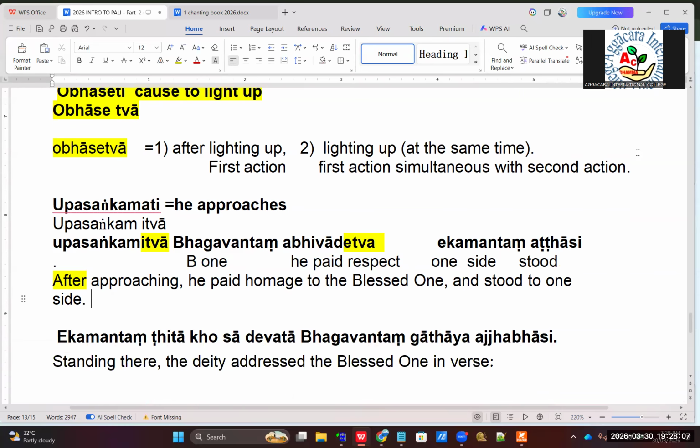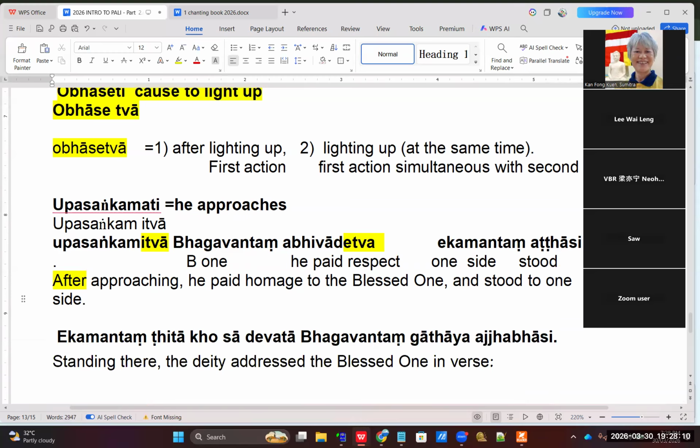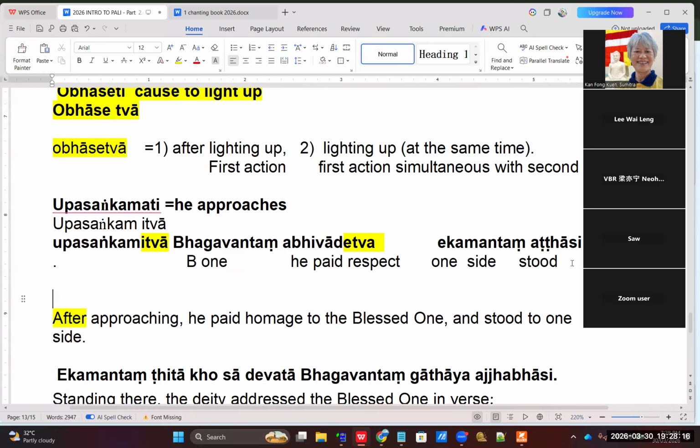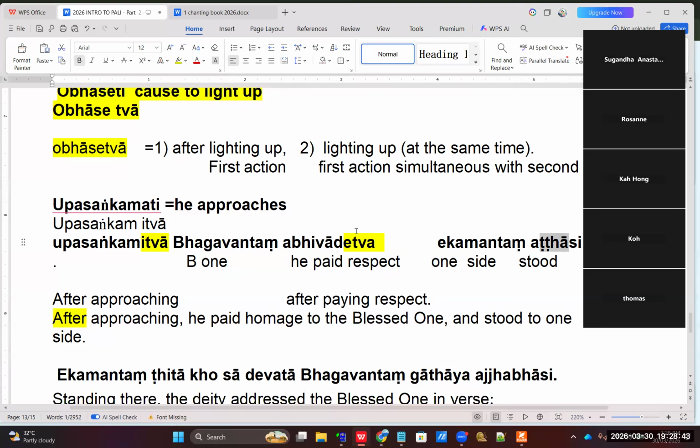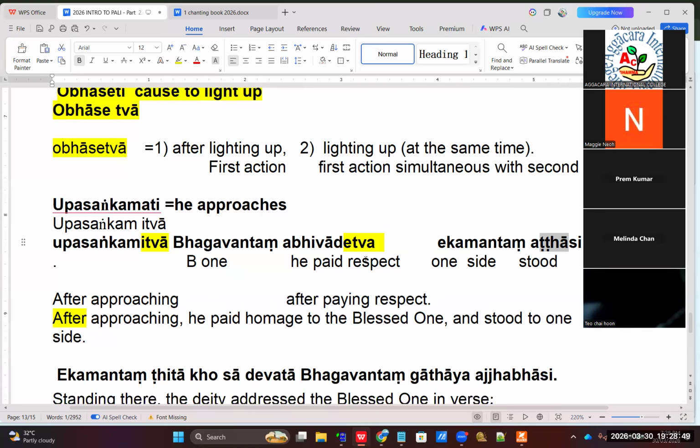All right. Any question here? Okay. So after approaching, of course, if you want to translate, you can say after approaching, or you can say after paying respect. But it's weird if you're going to translate after approaching, after paying respect, it is not good. So you can translate after approaching, he paid respect, and the final action will be he stood at one side. So anyway, tua and tua means these two have to occur first. You all can follow?